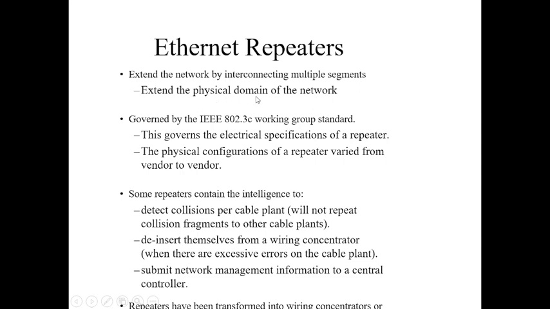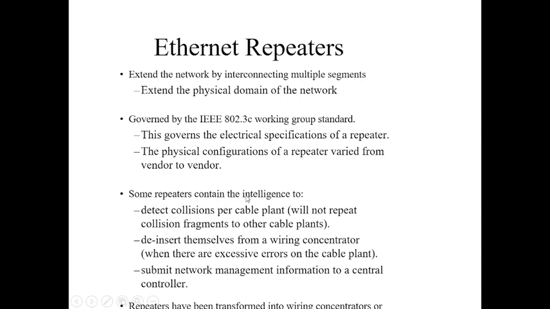extend the network by interconnecting multiple segments, extending the physical domain of the network, governed by the IEEE 802.3c working group of standards. This governance has electrical specifications of the repeaters. The physical connections of the repeaters vary from vendor to vendor.